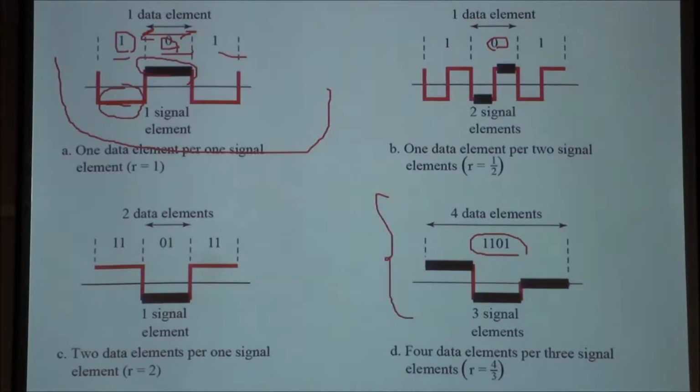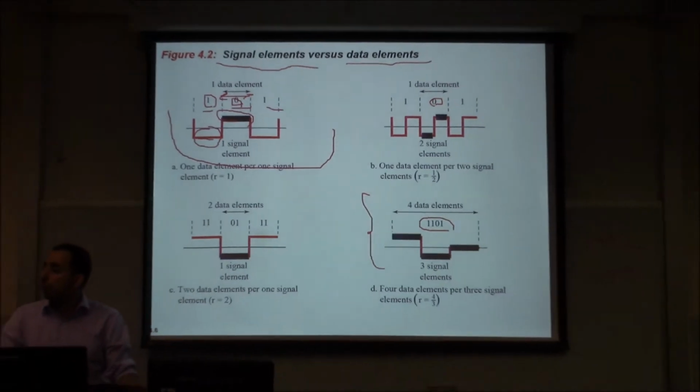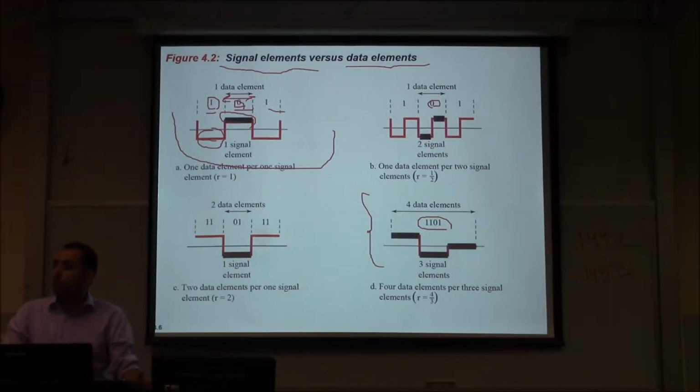We have 3 signal elements. So r equals 4, which is the number of bits, over 3, which is the signal elements. Why do we need to understand that? It's very important to understand the ratio of the data element and the signal element, because we have something called data rate and something called signal rate. What is the difference between data rate and signal rate?